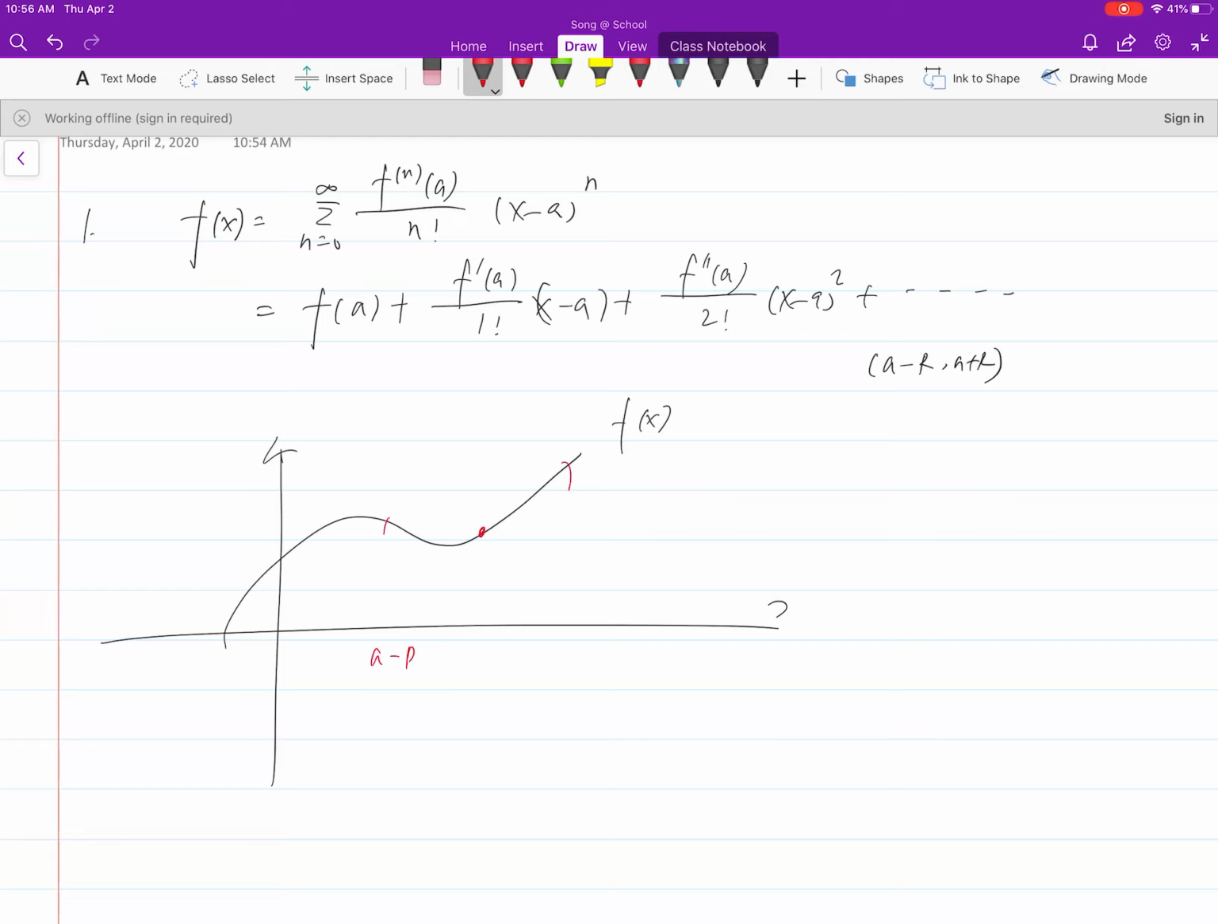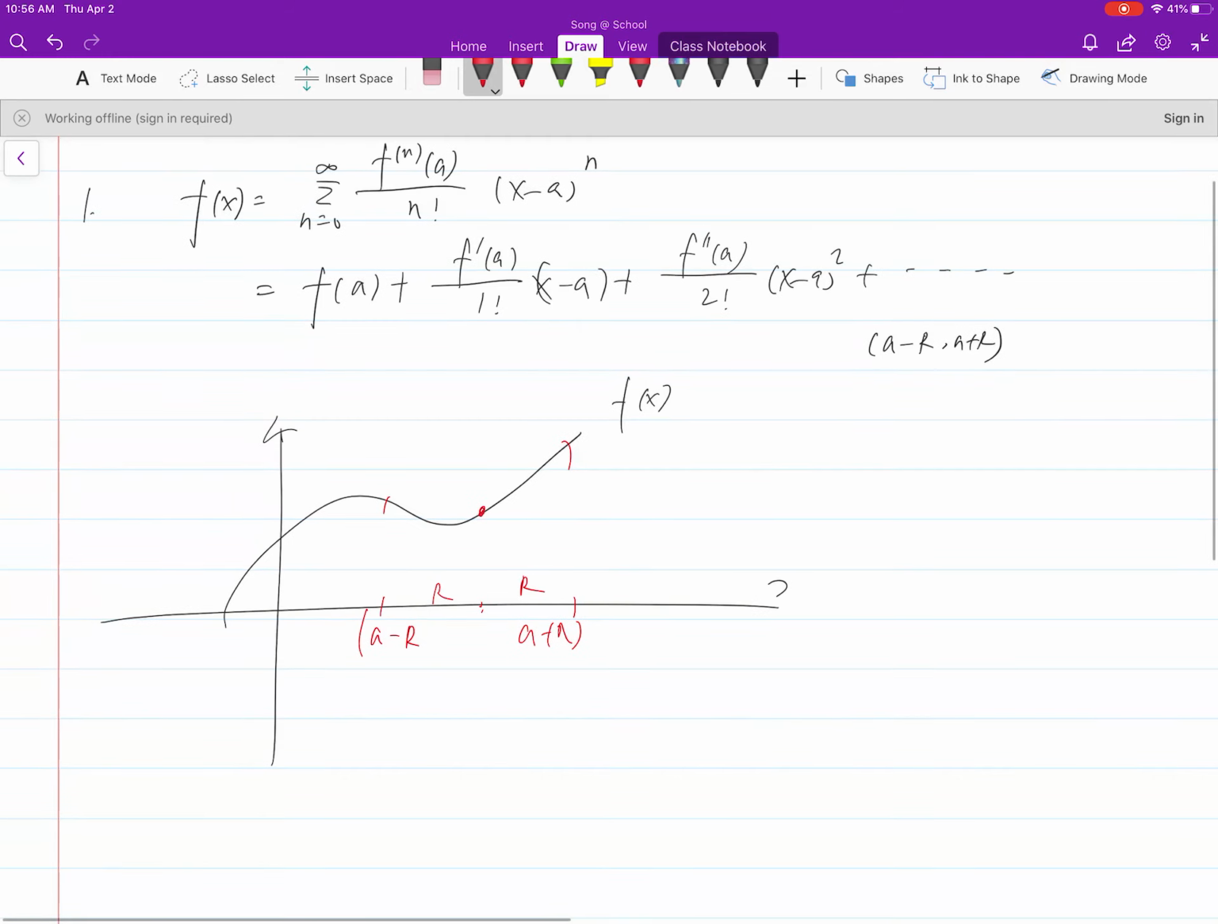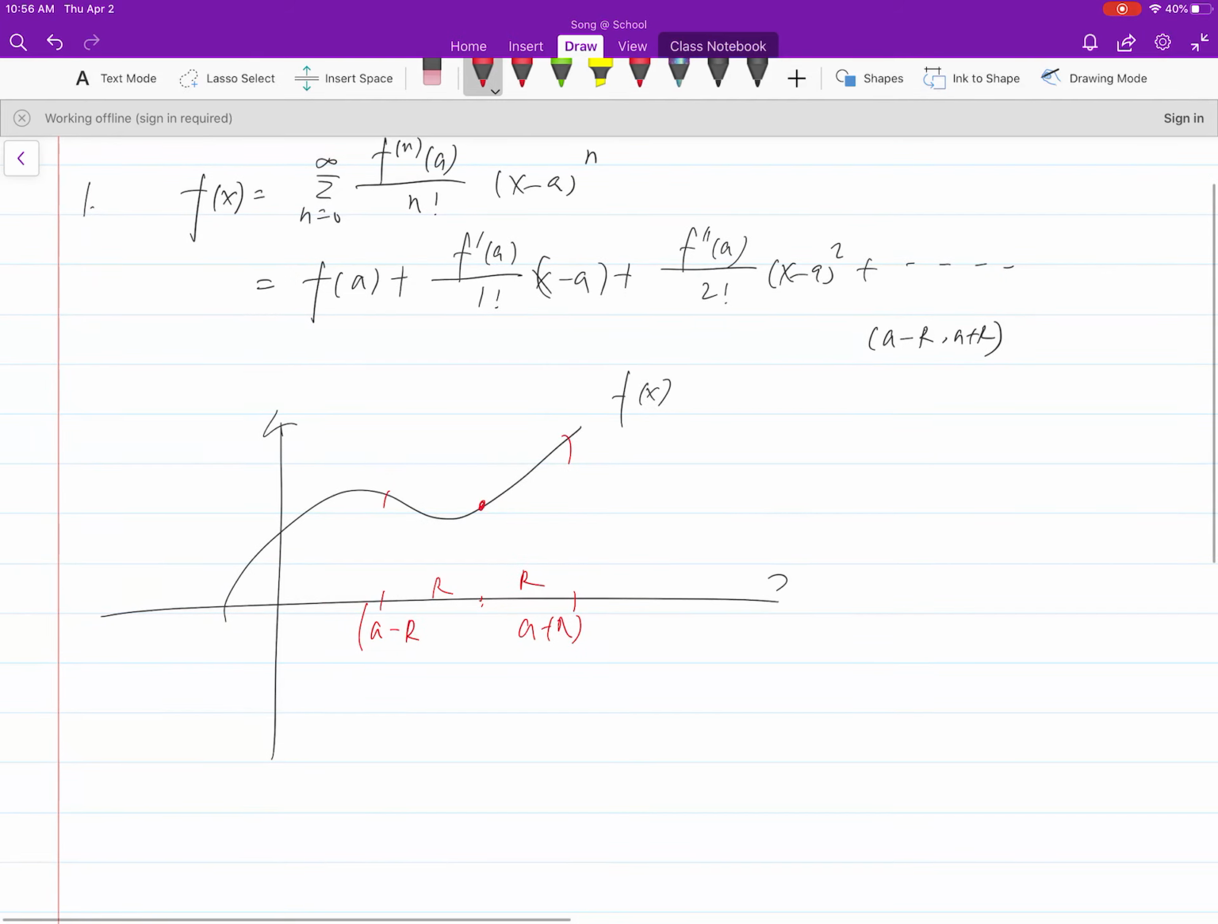Then, within a limited interval, a minus r to a plus r, the distance here is exactly r to the left and r to the right. You want to replace this function by a polynomial. That's what you're trying to say. Okay? It only works for this interval. So several interesting things here. If you are going to replace it by an order 0 polynomial, which means a constant, Taylor series suggests you should use f(a), which is just this one.